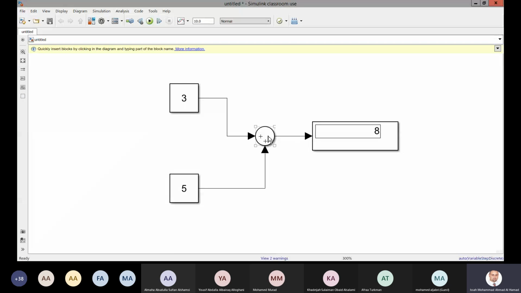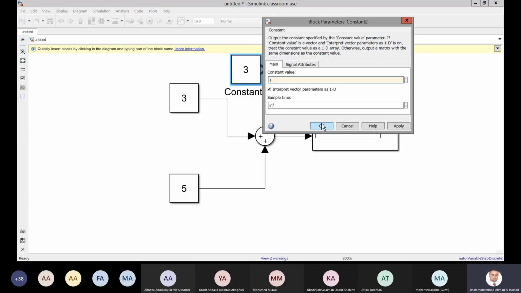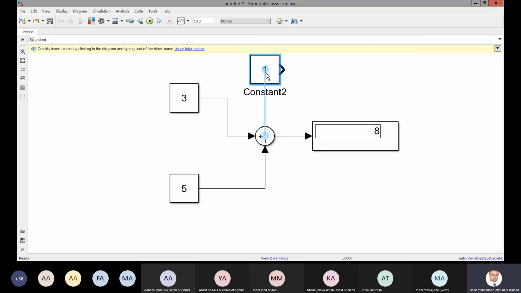What about if I need to add another block? Let me add something like another block. No need to go to the block directory. I need to add, for example, 1, another constant. So I can copy and paste. I can copy this block, Control C and Control V. So Control C for copy and Control V for paste. Let me add a value of 1, for example.